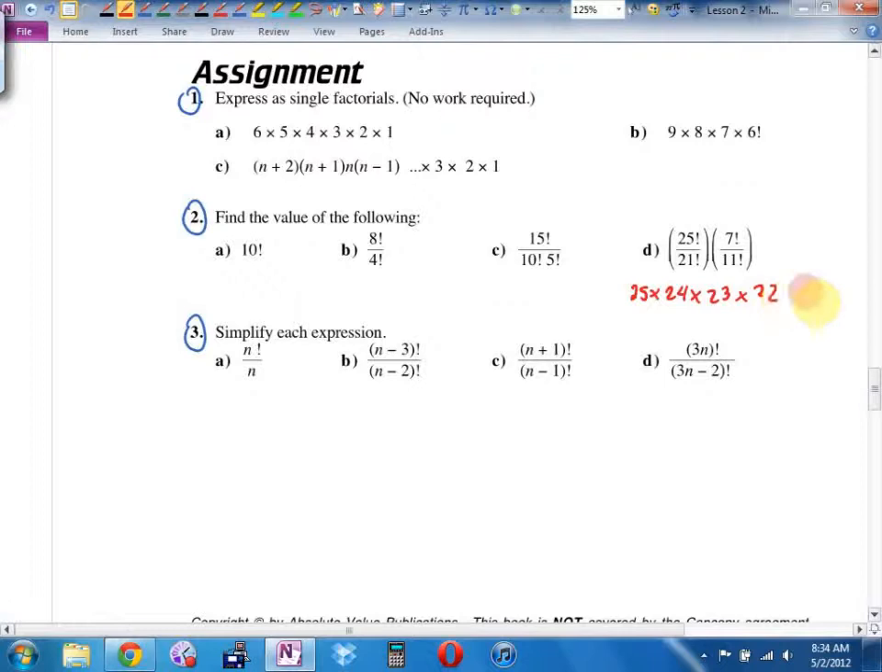The 21, 20 would cancel out with that 21, 20, 19, 18. Is that okay? Here, which one's bigger, the top or the bottom one? 11 factorial is 11 times 10 times 9 times 8 times 7 factorial. You know what? It's 10 times 9 times 8 times 7 factorial. This is 11 times 10 times 9 times 8.